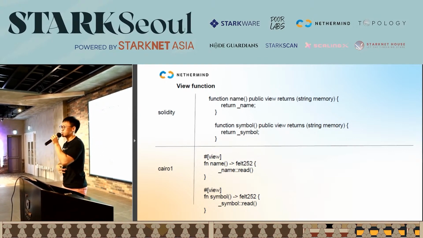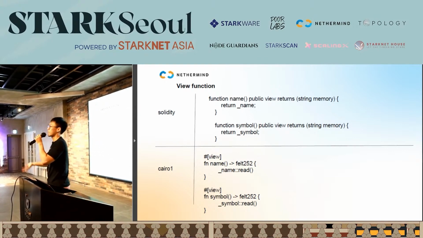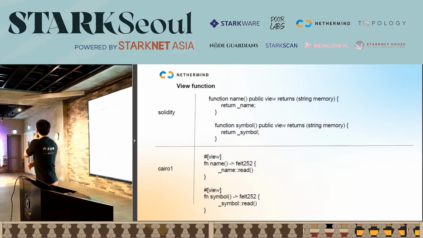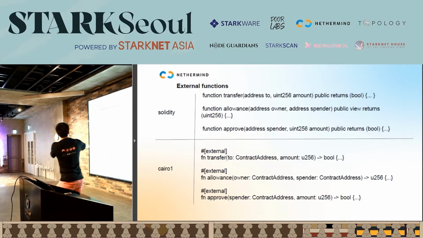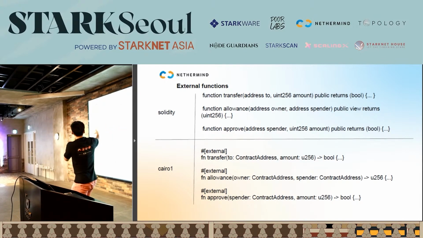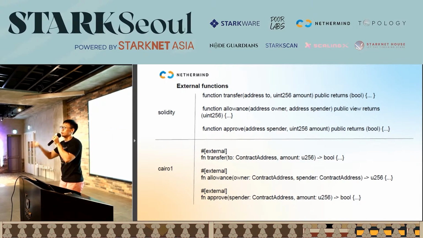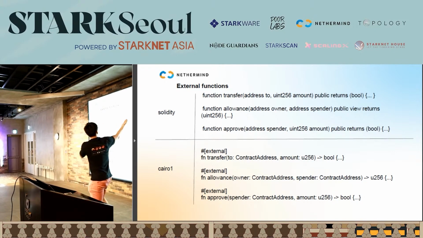External functions are functions that you are able to interact with and change the state of the contract. I omitted the logic. It's being replaced with three dots, but you know what's in there. In Solidity, you can name it either public or external. They have slightly different nuances, but we're not going to talk about it today. In Cairo, you just have to decorate with the external macro.